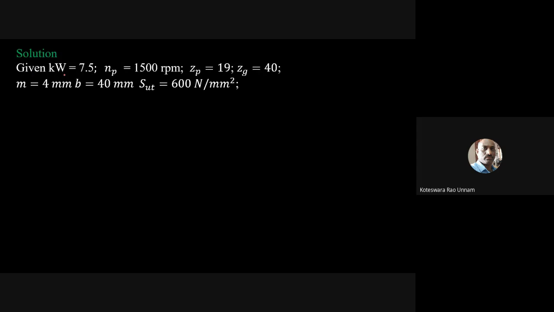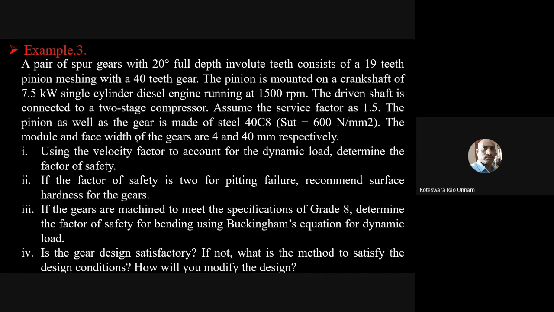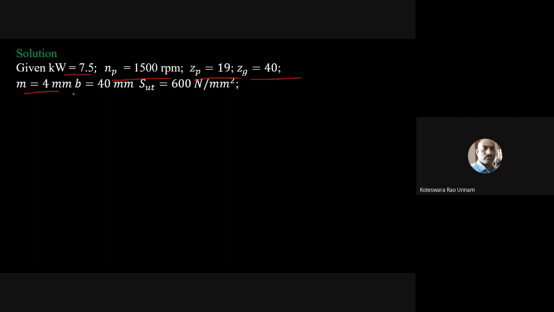So for that, the given data is: power to be transmitted is 7.5 kilowatts. Speed of the pinion is 1500 rpm. Number of teeth on pinion is 19. Number of teeth on gear is 40. Module is 4 mm. Face width is 40 mm. SUT is 600 Newton per mm square. Both gear and pinion are made of the same material. Machining grade is 8, which is used to calculate the dynamic load using the Buckingham equation.